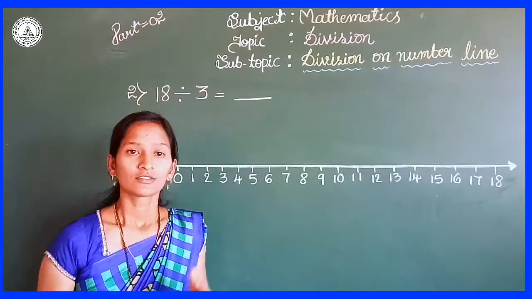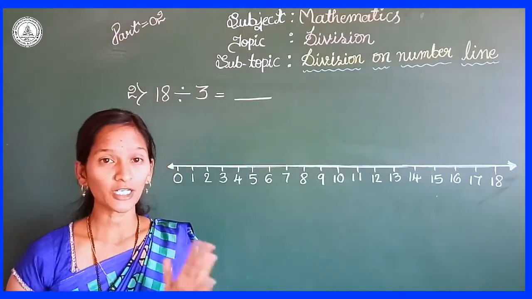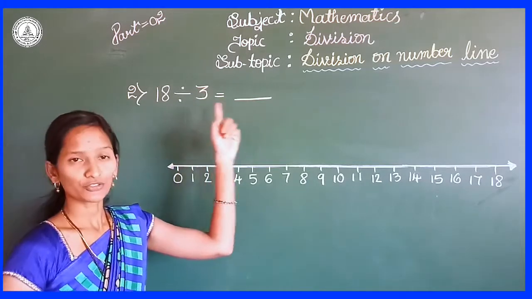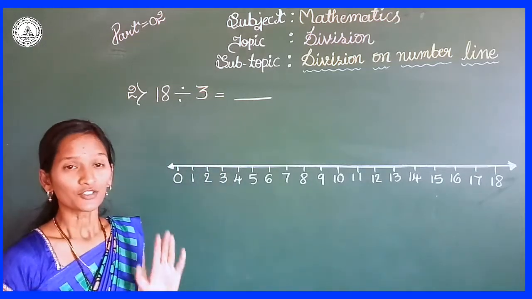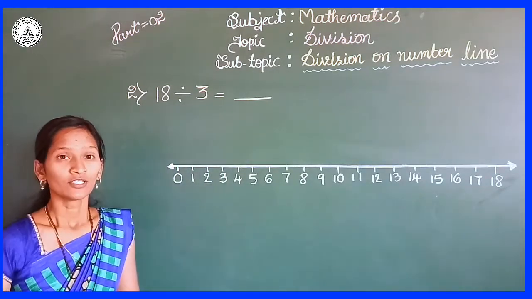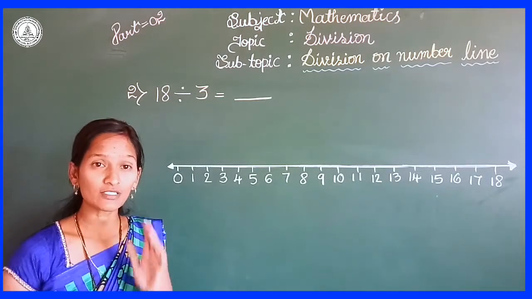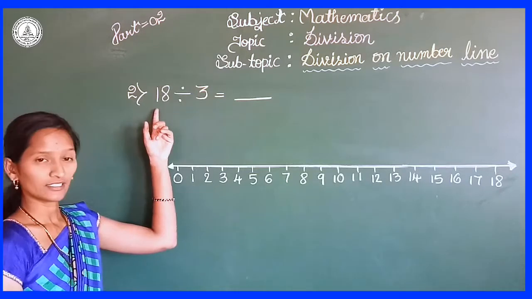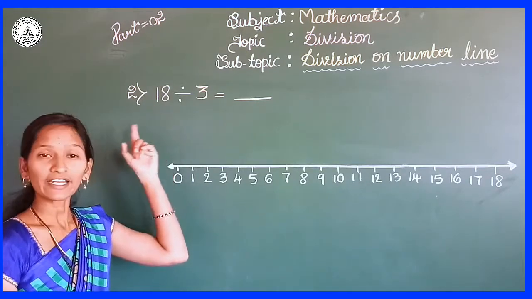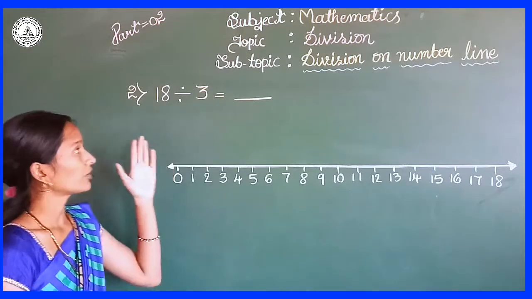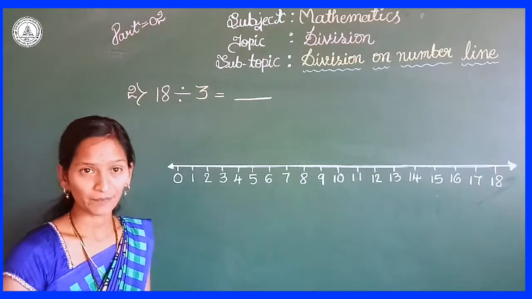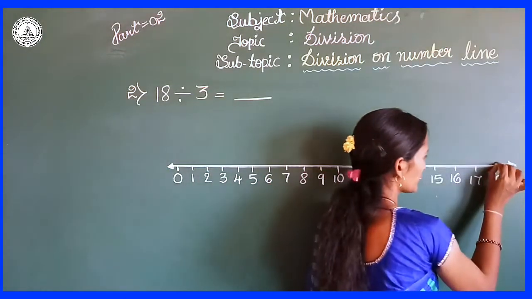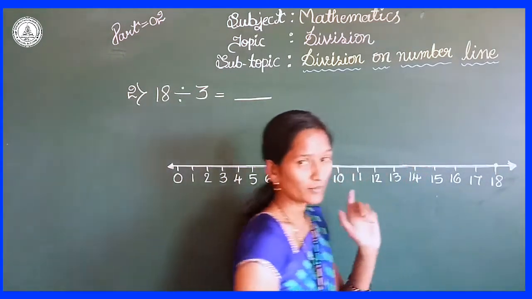Right? So students, now come to the second problem. It is 18 divided by 3 is equal to dash. Right? So what is our first step? So you have to start from the starting number in the given problem. So that is 18. It is nothing but a dividend. Right? You always start from a dividend. So here where is 18? So here is the 18. Right? So this is our starting point.